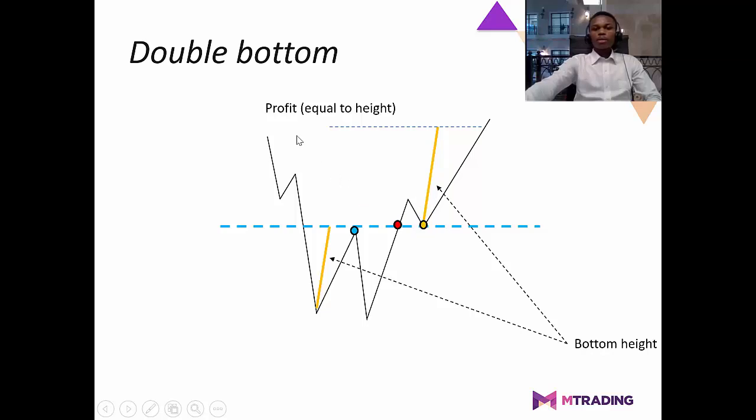Now the profit will be equal to the height, as you measure how many points are in between this line and the last point, the bottom. Now when we buy from here, the price will be exactly equal to these points. This is how you can predict how much you're going to make in terms of points.